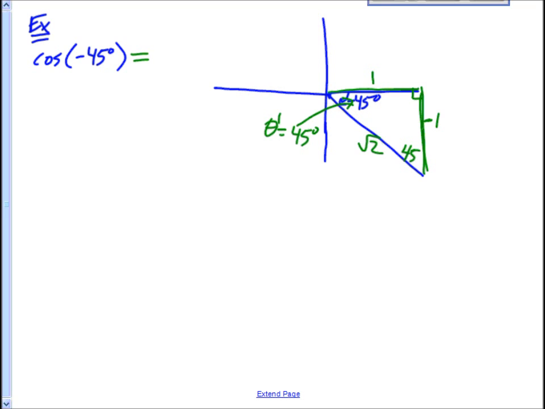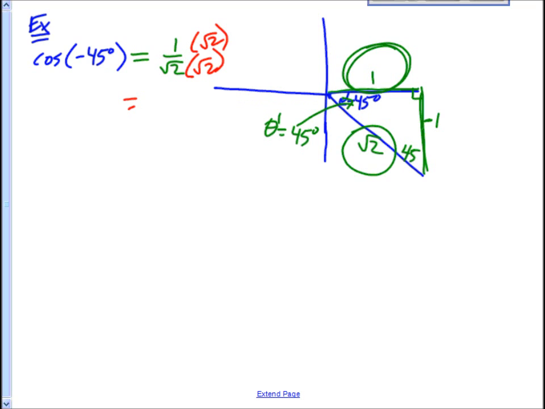Okay, so the cosine of negative 45 degrees. Cosine is adjacent over hypotenuse. 1 over root 2. And of course, I'd rationalize that. So the cosine of negative 45 degrees is root 2 over 2. Okay, it's a good place to stop.